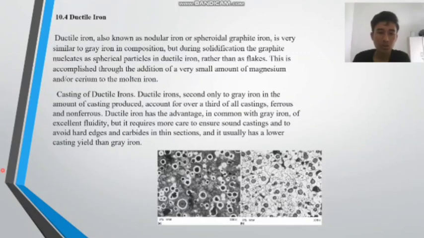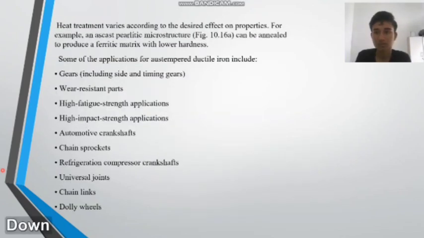Ductile iron has the advantage in common with gray iron of excellent fluidity, but it requires more care to ensure sound castings and so avoid hard edges and carbides in thin sections, and it usually has a lower casting yield than gray iron. Next, heat treatment varies according to the desired effect on properties. For example, an as-cast pearlite microstructure can be annealed to produce a ferritic matrix with lower hardness.